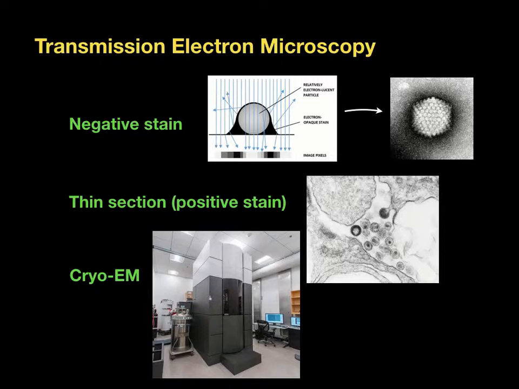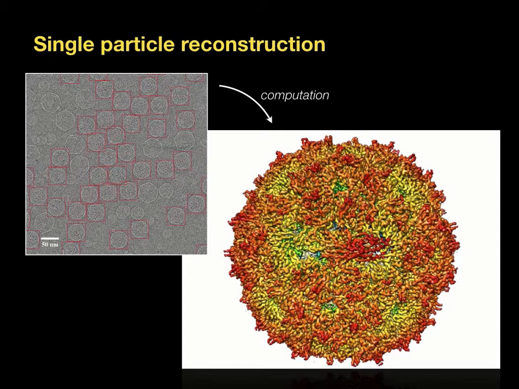So how can we get a model of the structure of the virus just by getting these two-dimensional images? Well, we can do single particle reconstruction. If we have a sample and a big number of these two-dimensional images, we can pile them on top of each other, and then we can use computational tools to build the three-dimensional structure of the virus.